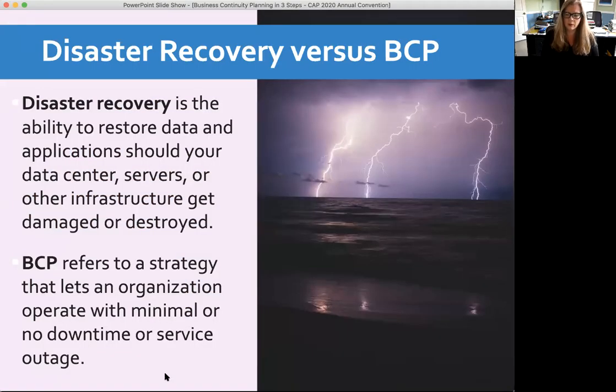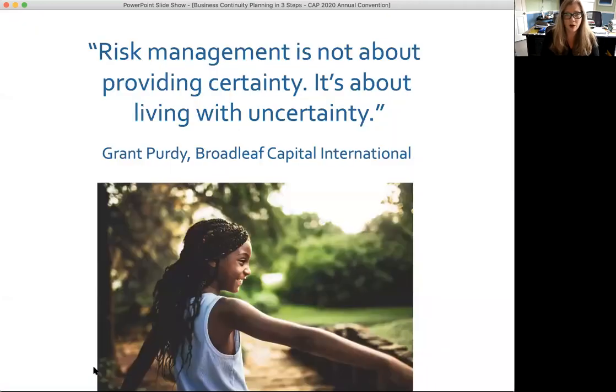So many people equate and sometimes confuse disaster recovery with business continuity planning or crisis management with business continuity planning. So I wanted to take just a minute to explain some of the differences. Disaster recovery generally refers to the process of restoring data and applications should your data center, your servers, or other technology infrastructure become damaged or destroyed. Whereas business continuity planning refers to a strategy that lets you operate with minimal or no downtime or service outage. So it's all about keeping certain things running no matter what.